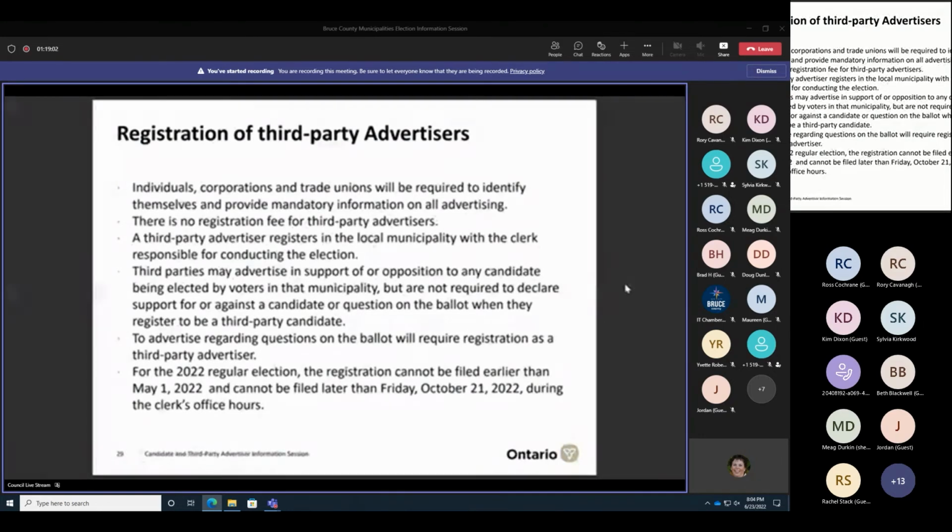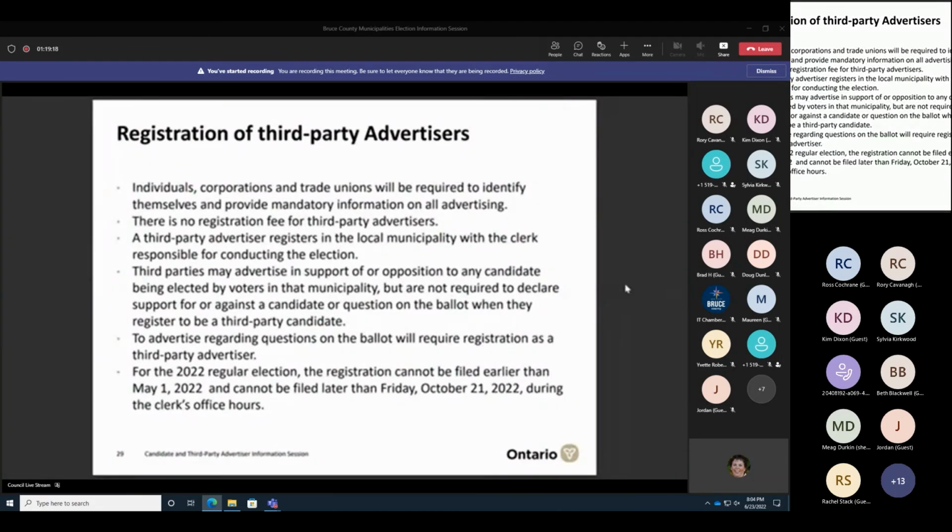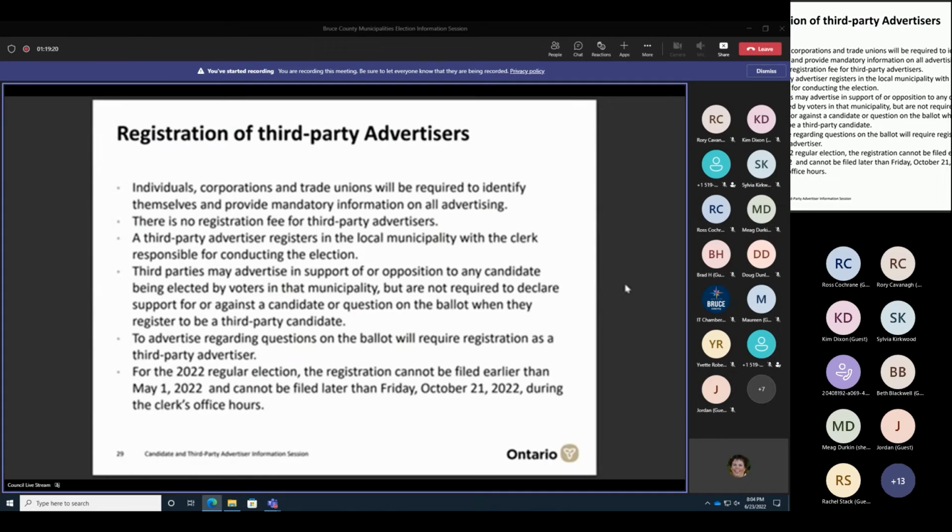So if the municipality is satisfied that there's been a contravention of the Act, then it can ask that the third-party advertiser remove the advertisement or discontinue the advertising. Next slide, please.